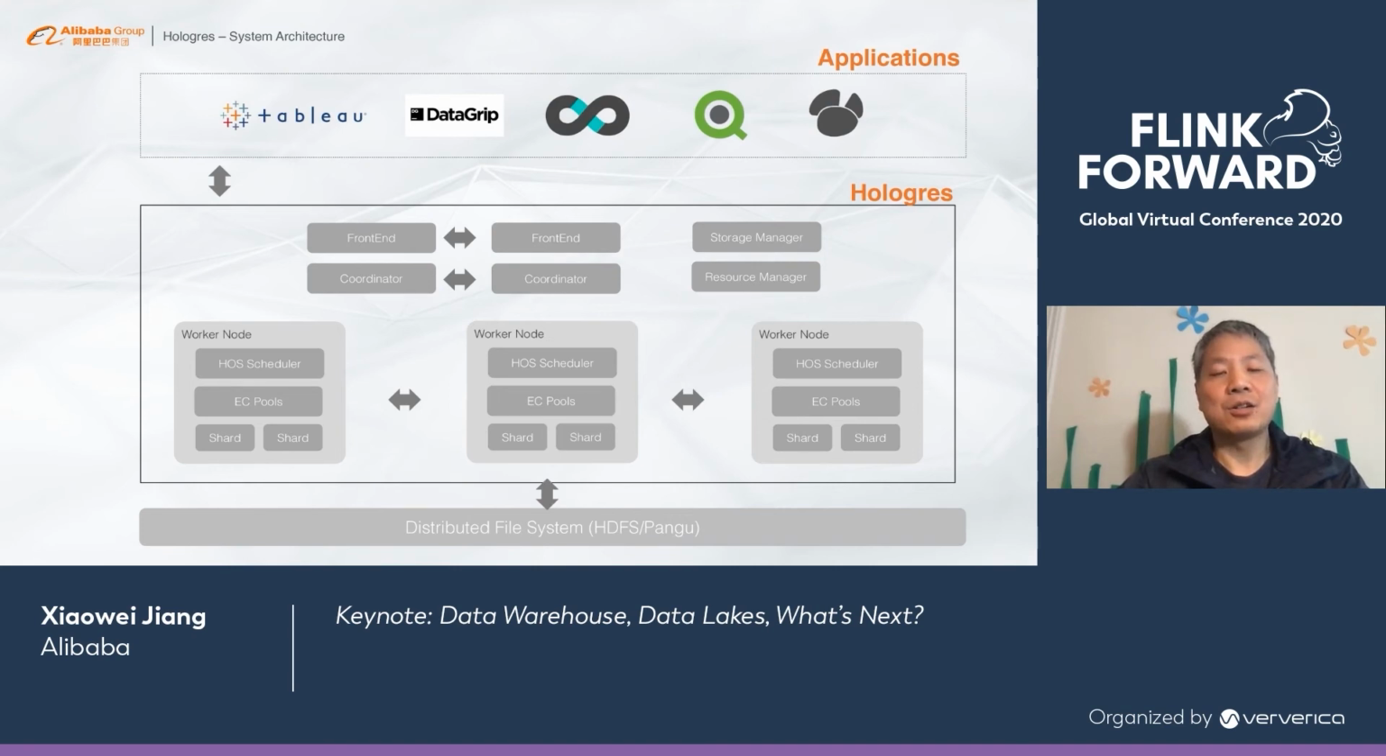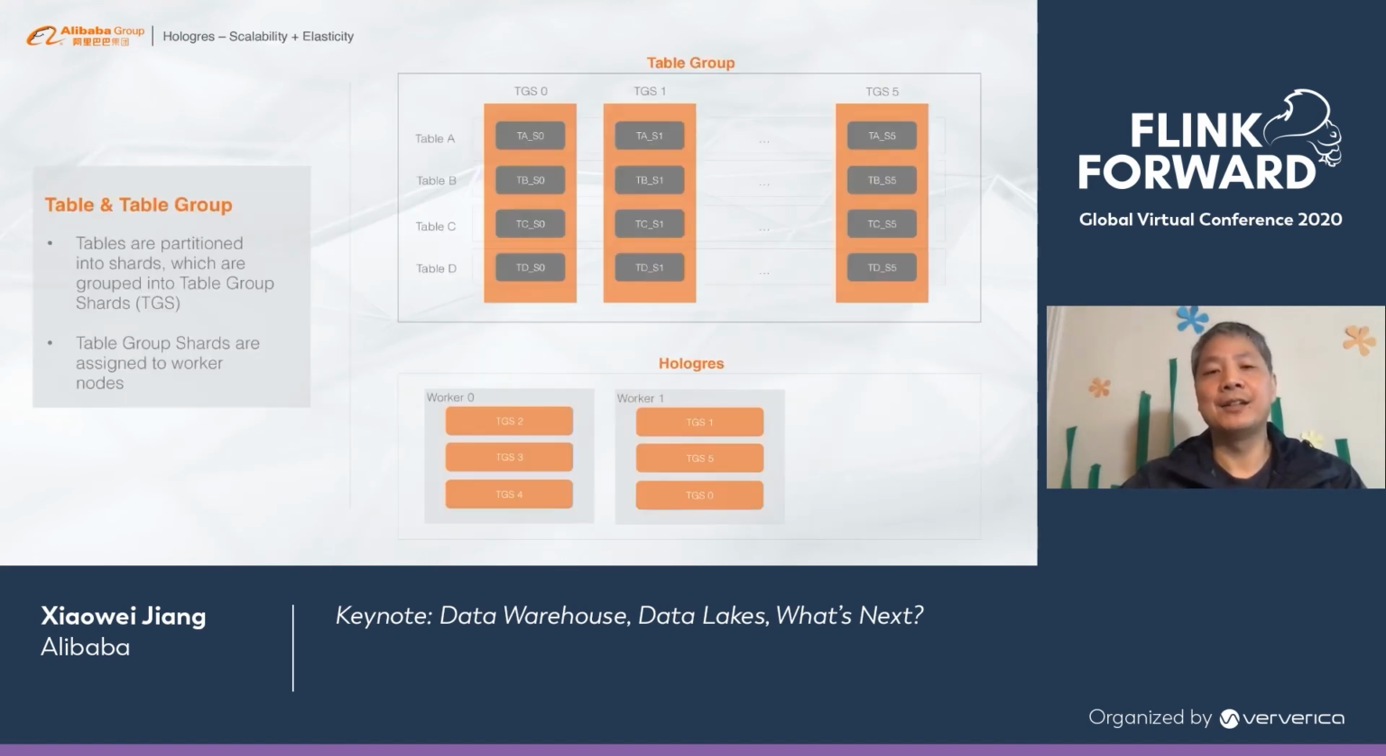In this architecture, Holographs will store all the data in a distributed file system, such as the HDFS or Pangu on AliCloud. All the computations are done in worker nodes, and these worker nodes are scheduled by Kubernetes. With this new architecture, Holographs was able to achieve both scalability and elasticity at the same time. Let's take a look how we did it.